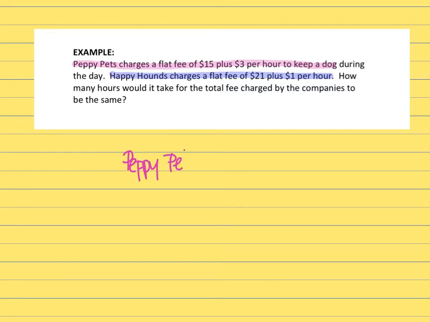I'm going to start setting up my equations. Peppy Pets I'm going to put on the left, and then Happy Hounds I'm going to put on the right. And then I'll put their information underneath them. I'm going to be looking for the constant amount, and I'm going to be looking for the variable.